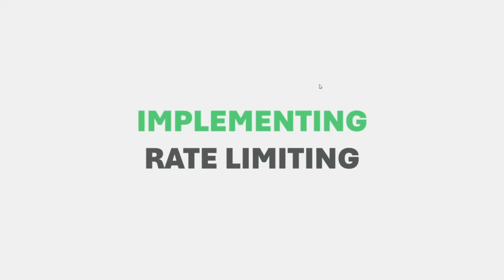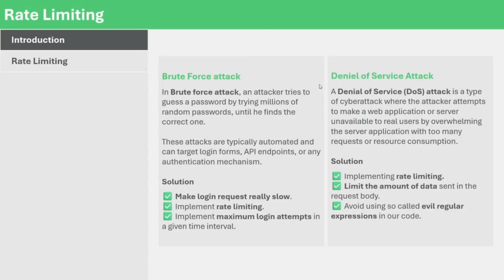So let's recap what we have learned about these type of attacks before we implement rate limiting in our application. And let's start with brute force attack. So in this type of attack, an attacker tries to guess a password by trying millions and millions of random passwords until he finds the correct one. And these attacks are typically automated and it can target login forms, API endpoints, or authentication mechanism. Basically, using this type of attack, the attacker tries to get the correct credential which he can use in order to access the application by posing to be an authenticated user.